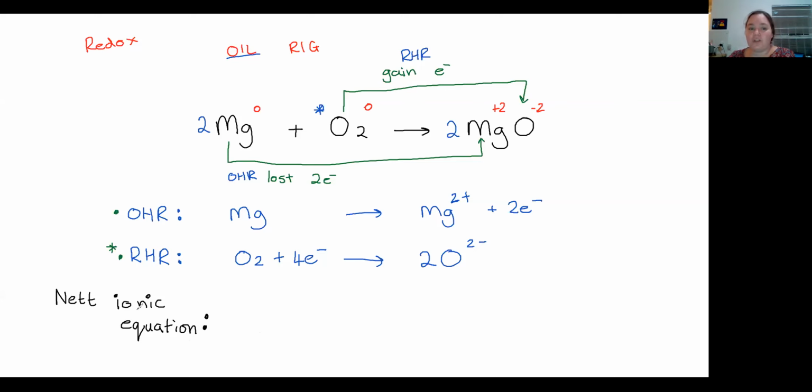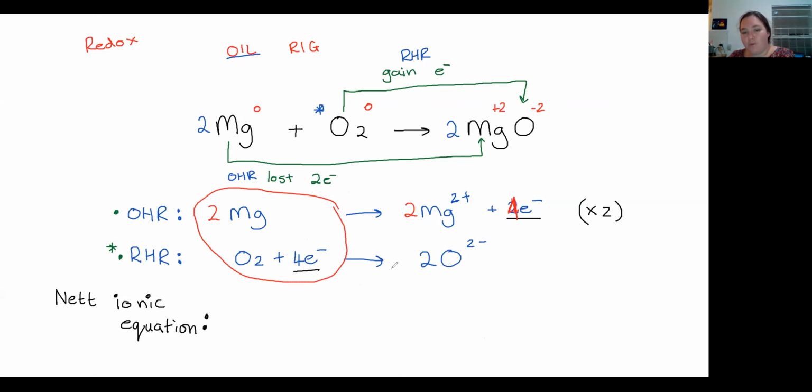So the way you work out your net ionic equation is you first of all make sure that the number of electrons lost and gained are equal. The lowest common multiple of 2 and 4 is 4. So 4 electrons are going to need to be transferred. In order to get this to 4 electrons, I must times everything here by 2, which means I put a 2 in front of the magnesium, a 2 in front of the magnesium 2 plus, and change this to a 4. I also am now going to add everything here that comes before either arrow, and then everything here after the arrow.